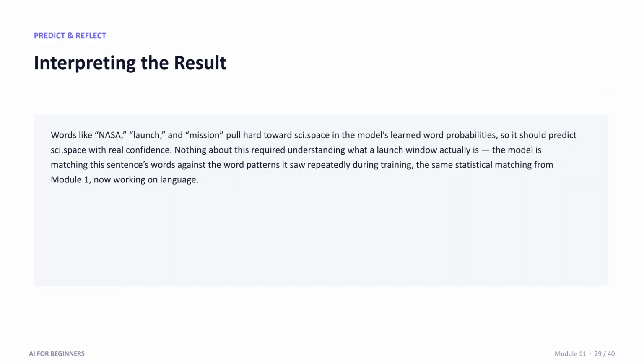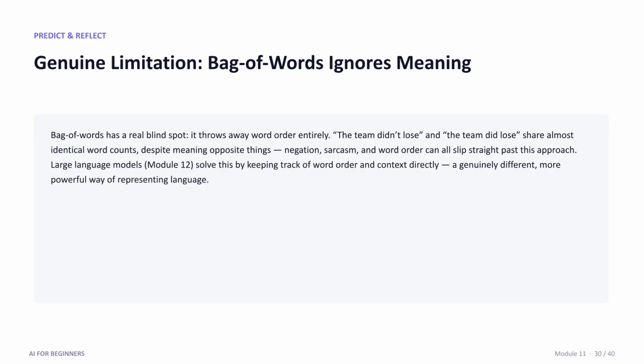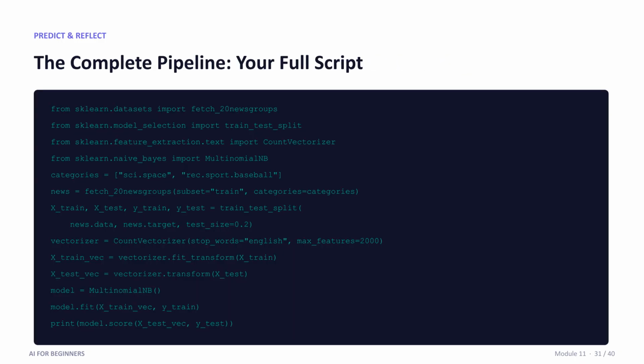The model identifies strong correlations between specific keywords and categories, effectively performing statistical matching. It does not understand the meaning, but it excels at detecting the patterns associated with specific topics. However, Bag of Words ignores word order, meaning it can miss nuance, sarcasm, or negation. While it is a powerful tool for basic classification, more advanced models can account for context, which we will explore in the next module. Let's review the complete pipeline we've built.